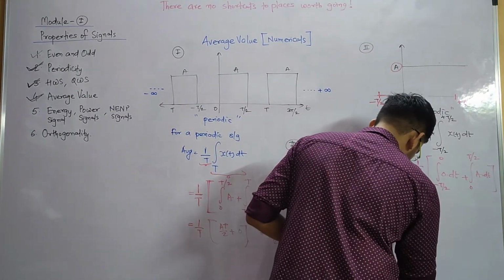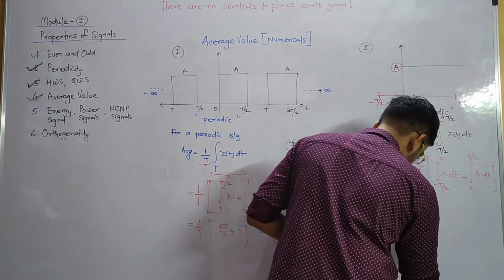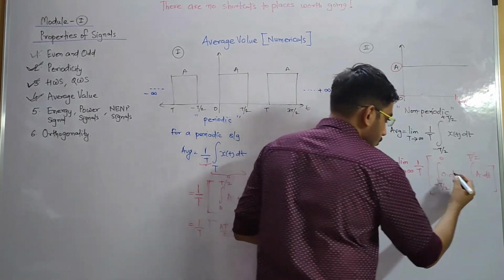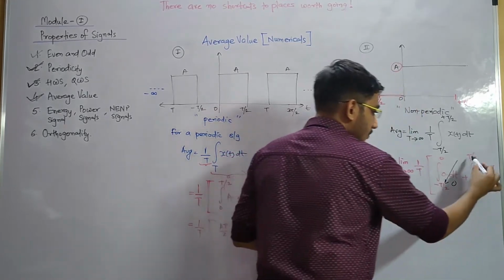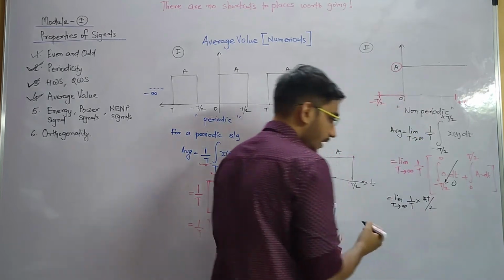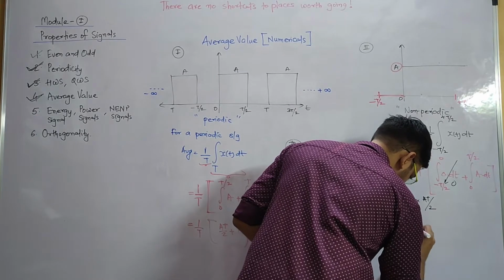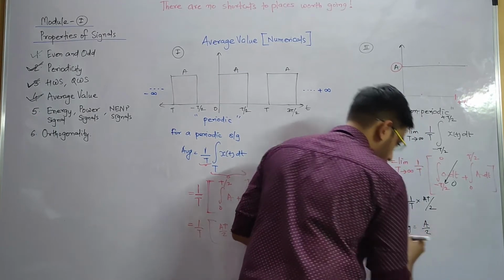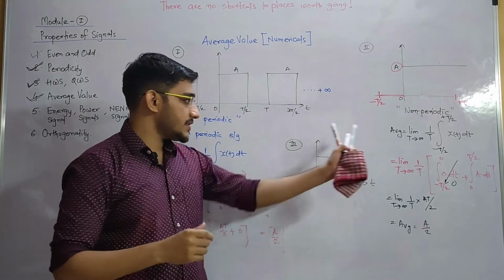Equals limit t tends to infinity, 1 upon t. So this part will be 0. I am not writing down that part. This will be a into t by 2, right? So the final average value is equal to a by 2. Got it? Clear? Did you understand this?